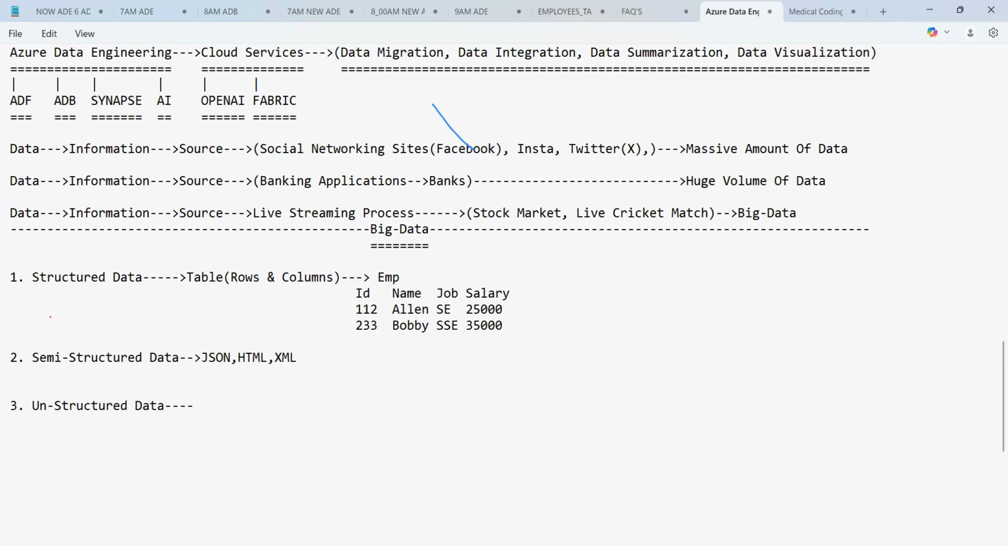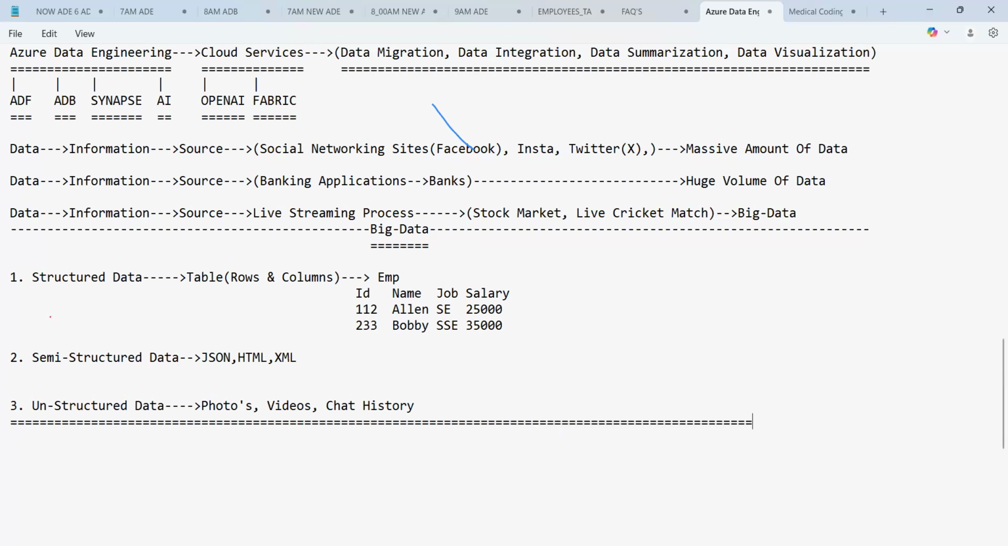There is no structure for the data, such as the photos in your mobile phone, and then you have videos, photos, videos, chat history. These are all called unstructured data.